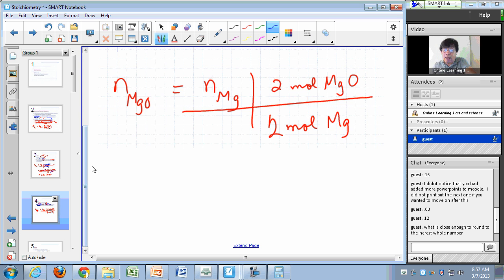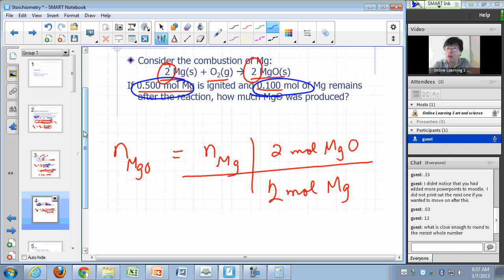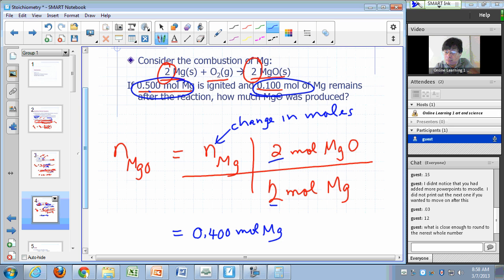What did we say the coefficients tell you? The coefficients tell you how the changes are related. So this is the change in moles of magnesium. Anytime you say moles of something involved in a reaction, what we actually mean is the change in moles. So by how much did the magnesium actually change in moles? If you start off with 0.5 and you end up with 0.1, you actually lost 0.400 moles of magnesium, okay?